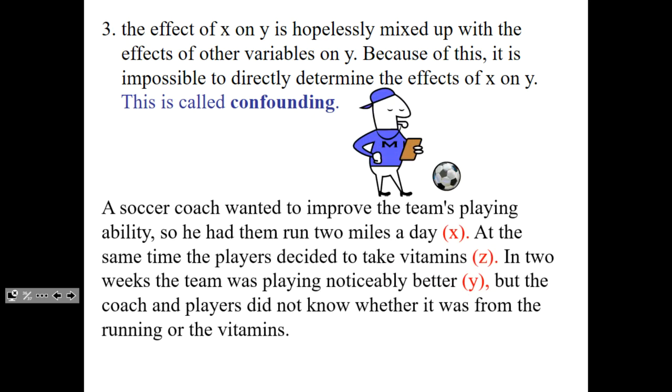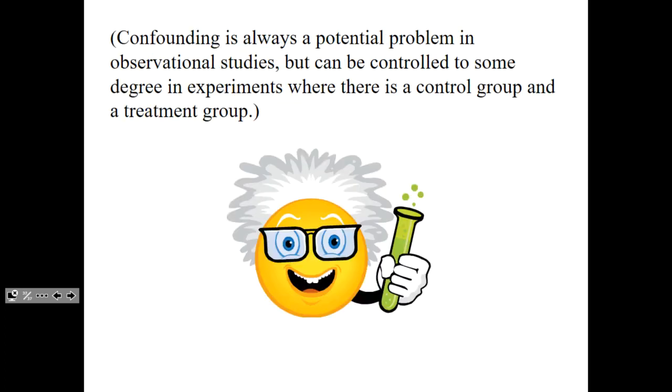So a soccer coach wants to improve the team's playing, so he has them run 2 miles a day. At the same time, some of the players start taking vitamins. In 2 weeks, he notices the team's playing a lot better. But the coach and players don't know: is it the running or is it the vitamins? Those two things have been mixed together. We don't know what's causing what anymore. We've introduced confounding variables, and it's confused things.